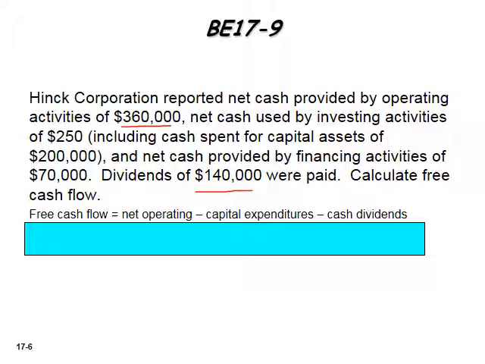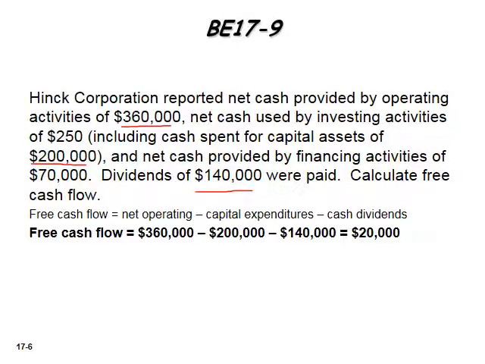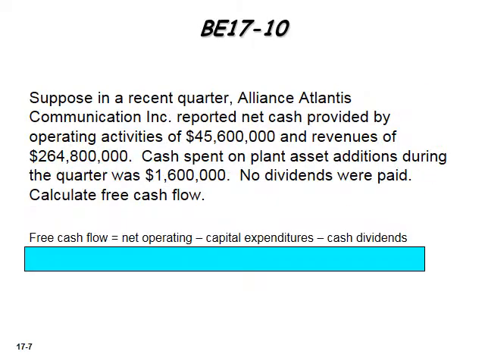So we've got $360 from operating. We have $200,000 for capital expenditures and $140 for dividends. So you have to pull this information out. So net operating was $360, capital assets expenditures, so just the amount that's on capital expenditures, capital assets, and the amount paid on dividends. So there was $20,000 remaining, which is the free cash flow amount from the operating activities. That was the amount left over to be used on whatever they wanted.